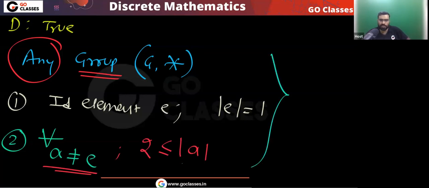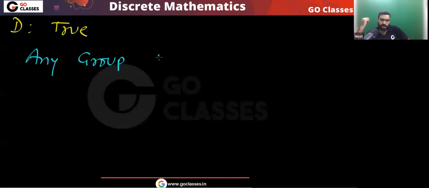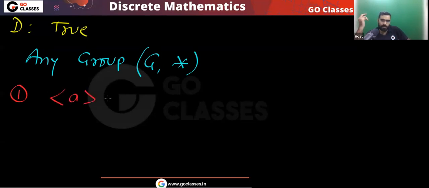These points we have actually seen in our lectures, so there is nothing new here. This D is true. Why? Because if you take any group G, for the identity element, how many elements can the identity element generate? Only one.